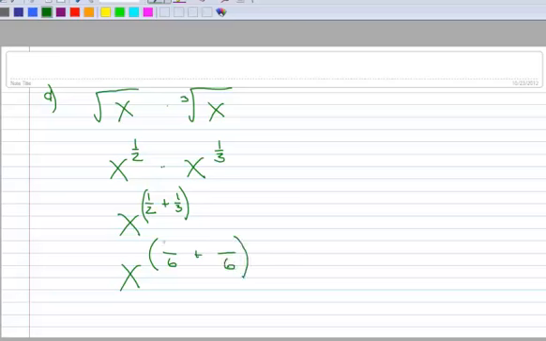So 1/2 can become 3/6. 1/3 can become 2/6. And when I add them up, I end up with 5/6. So this from the top can be simplified to be x to the 5/6. So that's the end of this video.